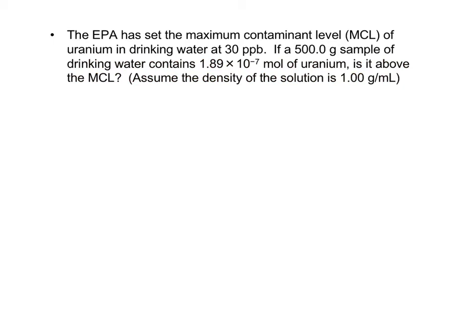The EPA has set the maximum contaminant level of uranium in drinking water at 30 parts per billion. And so I've got a 500 gram sample of drinking water, and it contains 1.89 times 10 to the minus 7 moles of uranium, and I want to know, is it above the MCL, the maximum contaminant level? And we're also told we can assume the density of solution is 1 gram per milliliter.